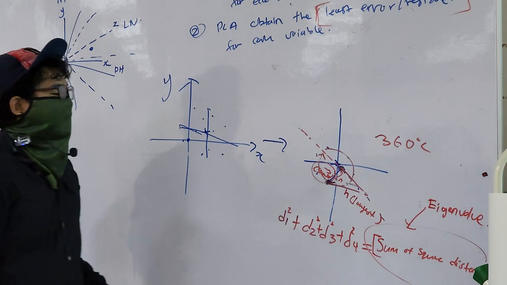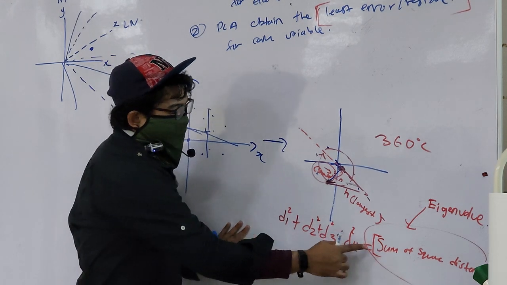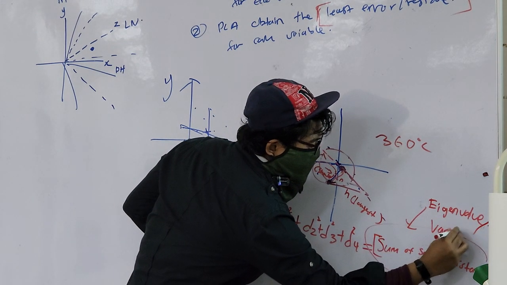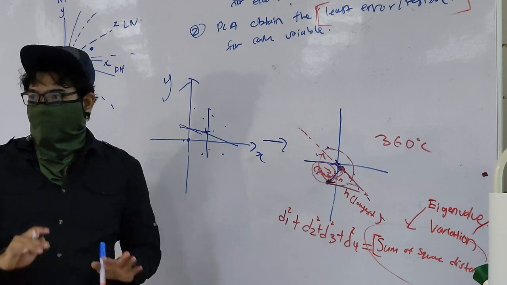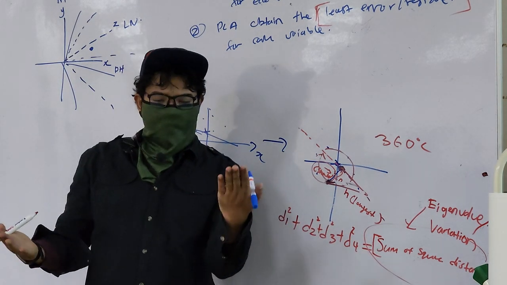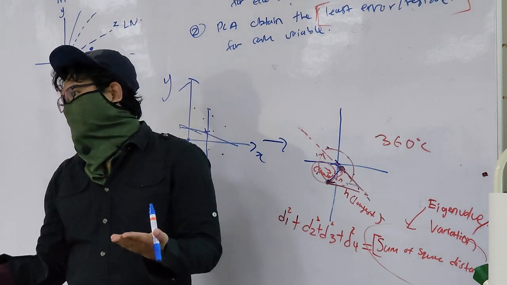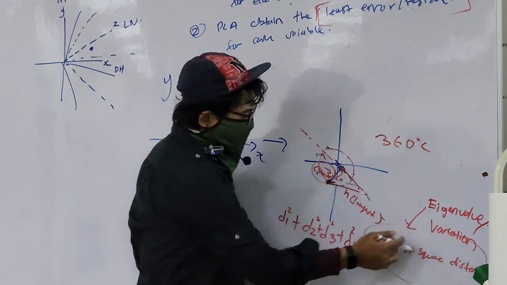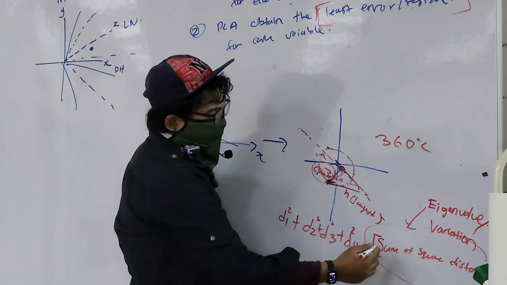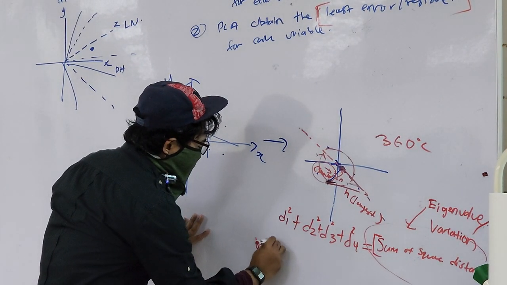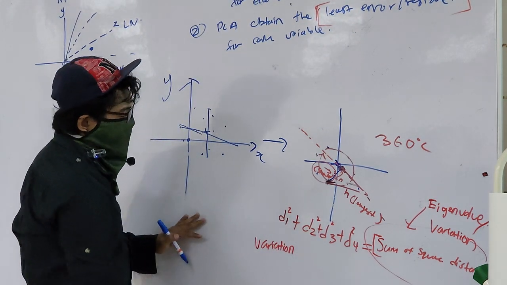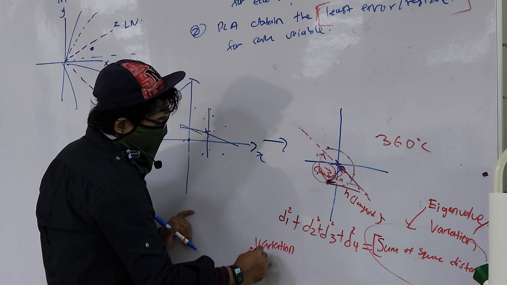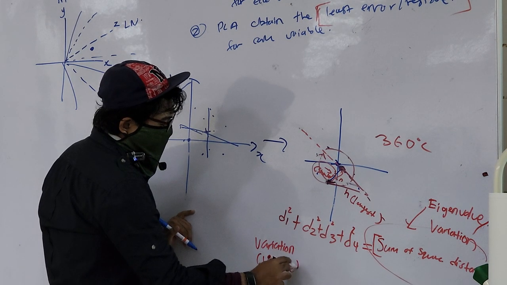Okay, right? So since this is variation, or variance, these are all synonyms. I just want to tell you, sometimes when you read a book, it calls this by different terminologies, but they're all synonymous. Eigenvalue is actually the sum of all the variation. So when you get your variation, this is actually your variance in your regular statistics.